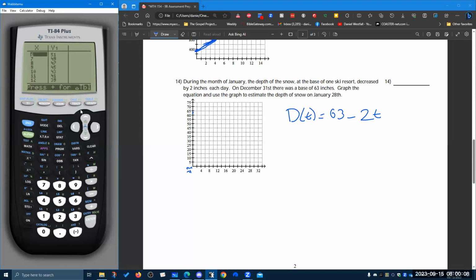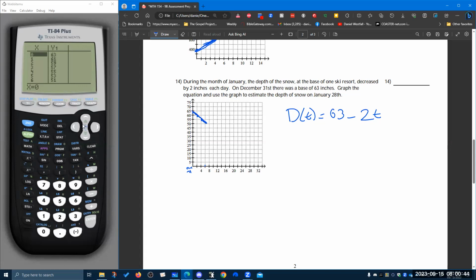And we've got on day 2, it's 59. On day 4, it's 55. No, 50. Yep. On day 6, it's 51. And so on. So this looks like the model right here.